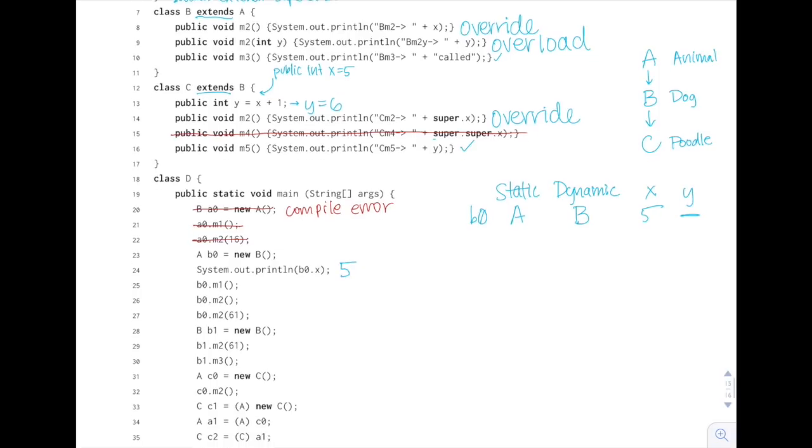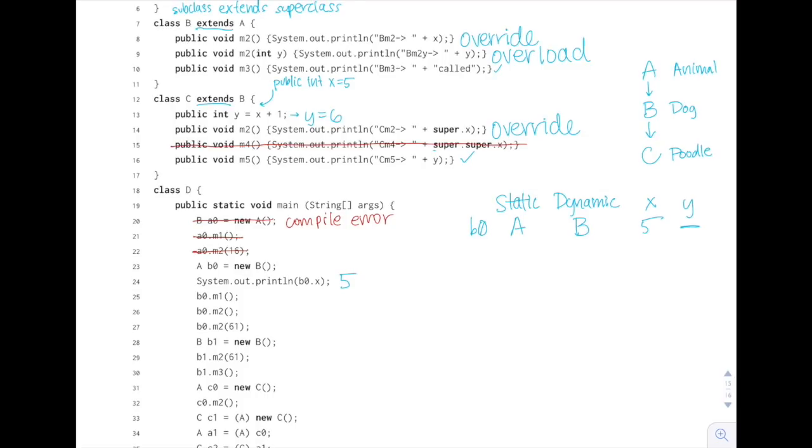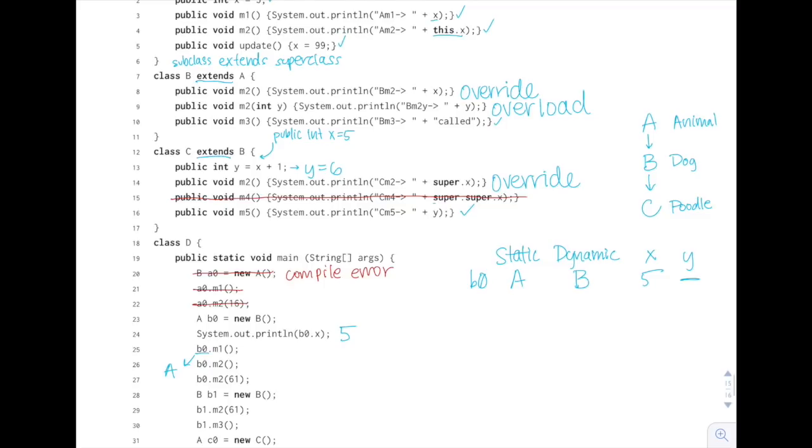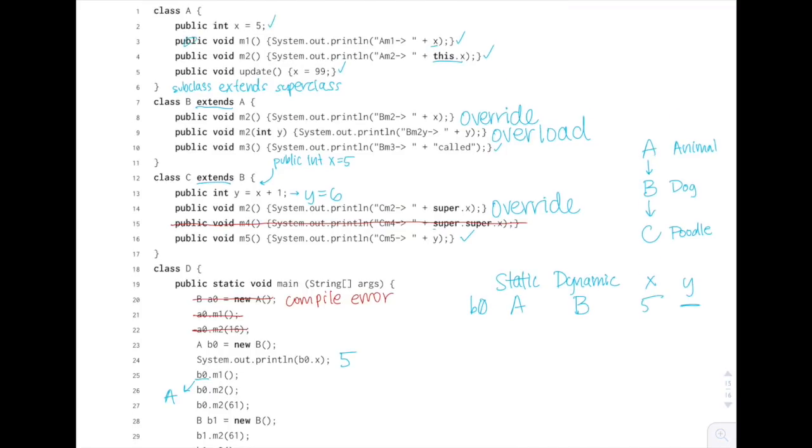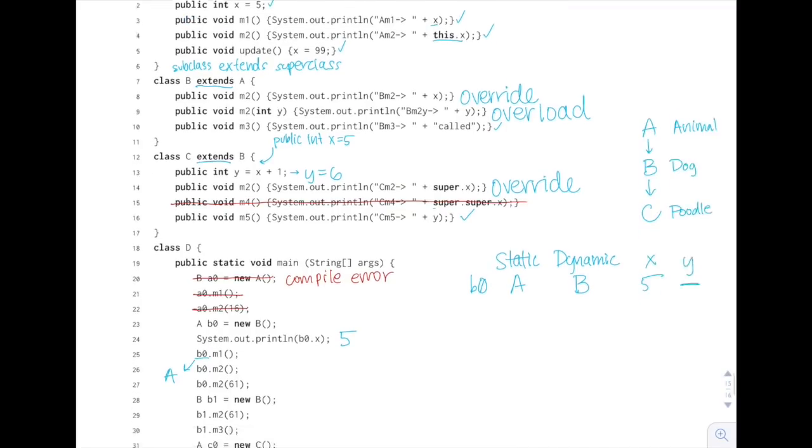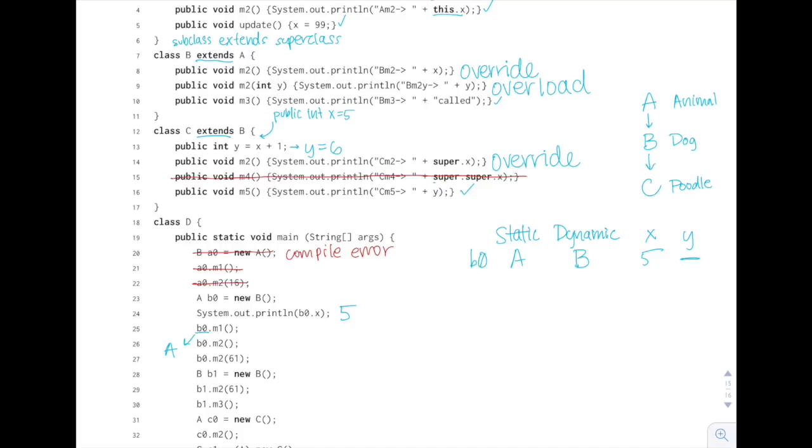So what happens is during compile time, the compiler asks, what is the type of B0? And remember, the compiler only knows static types. So from the compiler's point of view, B0 is A. So we look inside of class A for a method called M1, which takes in no arguments. And there is one in class A right here. So the compiler's like, okay, I proofread this line and it's okay.